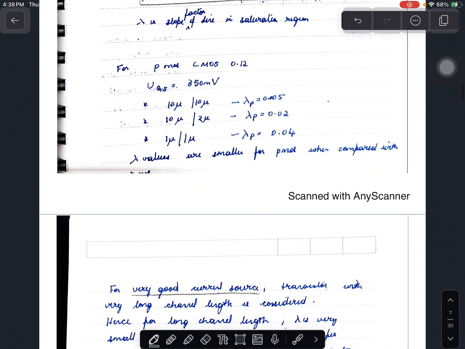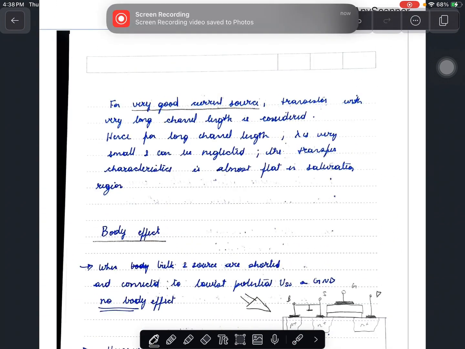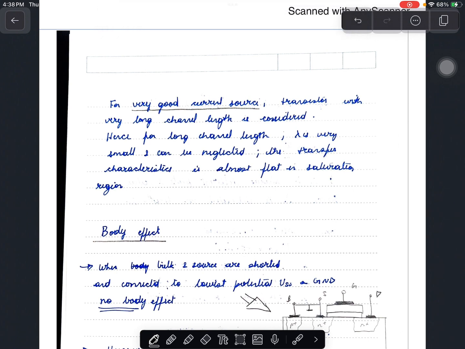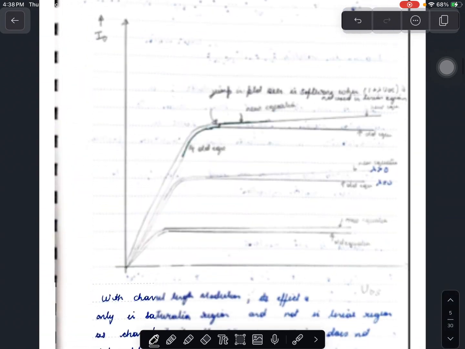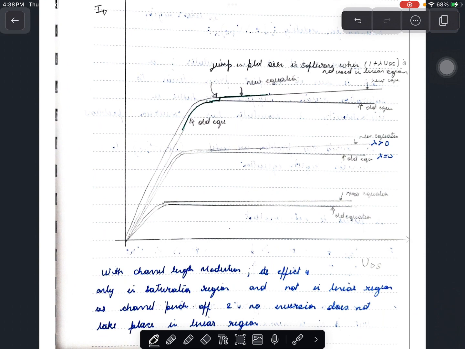So lambda is dependent on a very good current source. We generally use long channel length transistors. The reason is we want the lambda to be small, so that for changes in VDS the current remains more or less constant. So we use long channel length transistors so that the lambda value is very small, that is, the slope is very small.